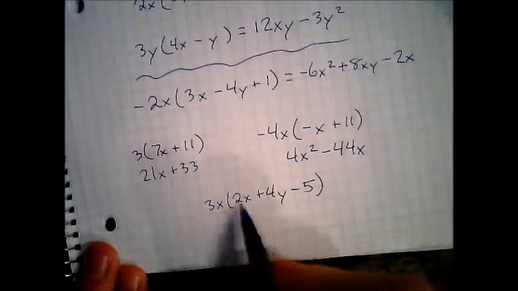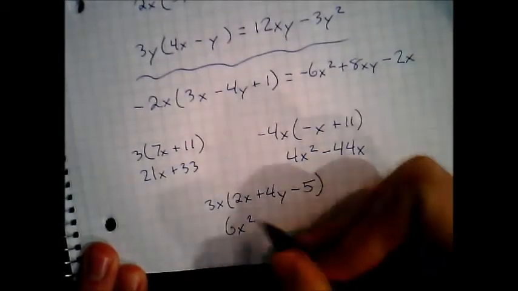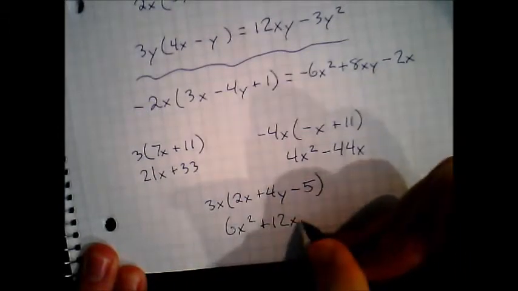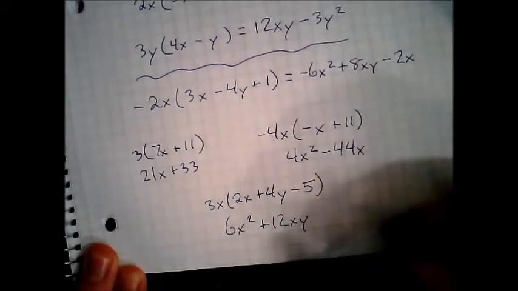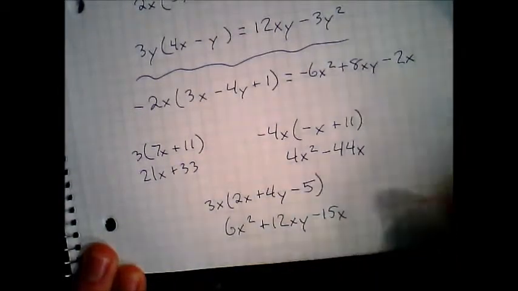And our last example, 3x times 2x is 6x squared. 3x times plus 4y is plus 12xy. And 3x times minus 5 is minus 15x. Great. So now we want to look at the next type of example.